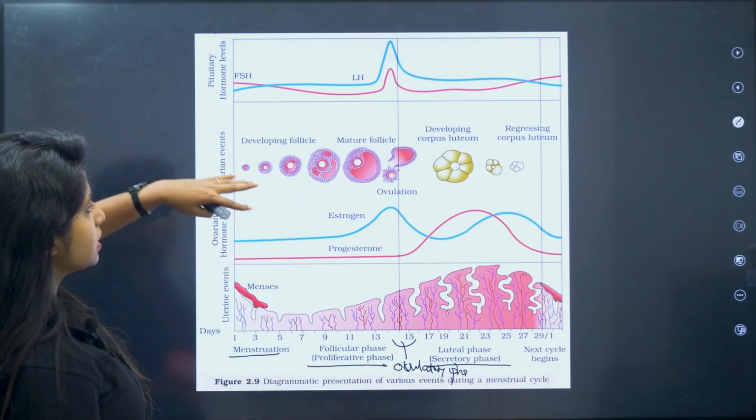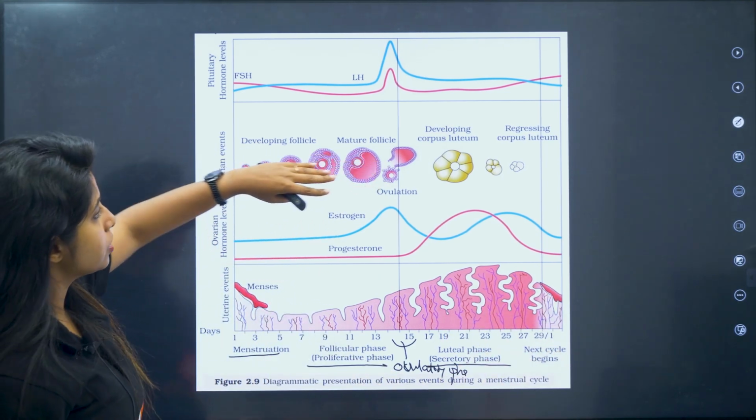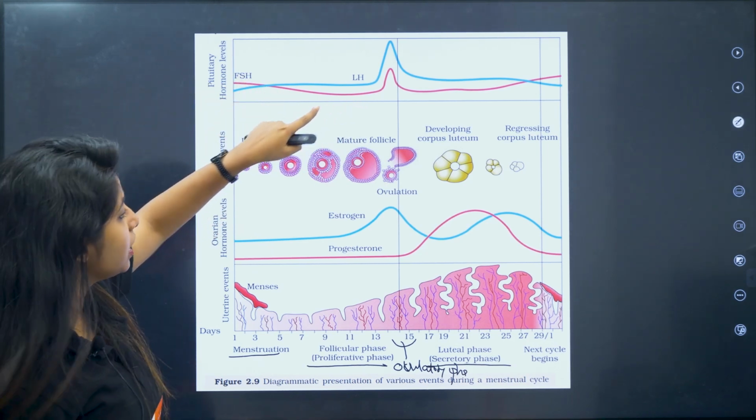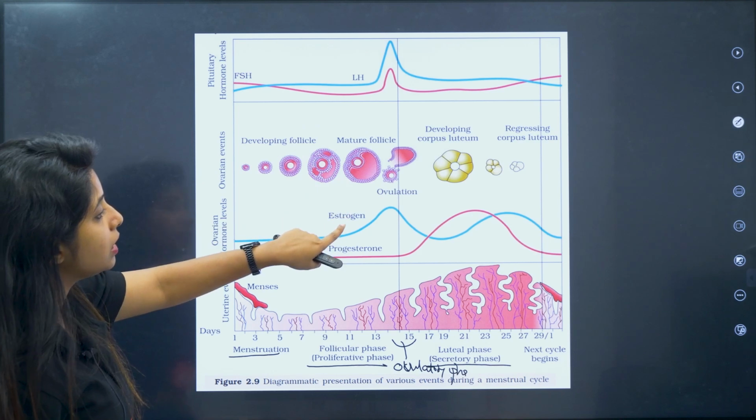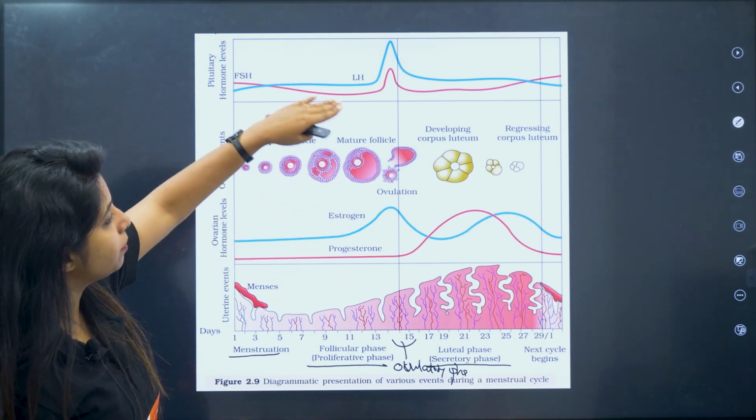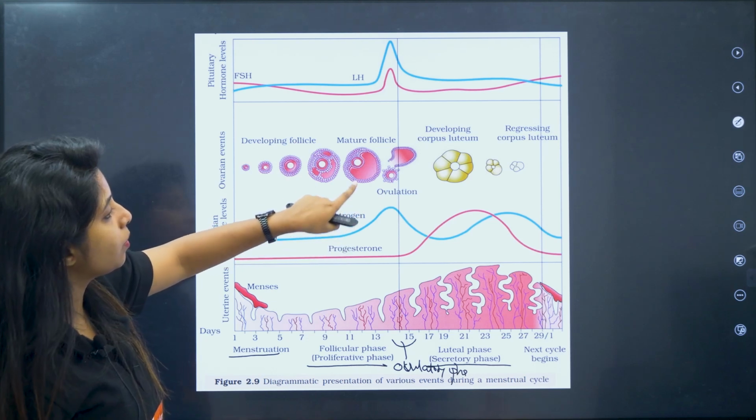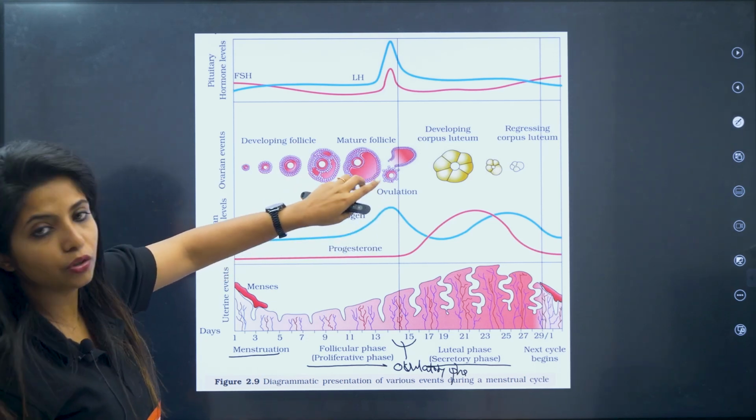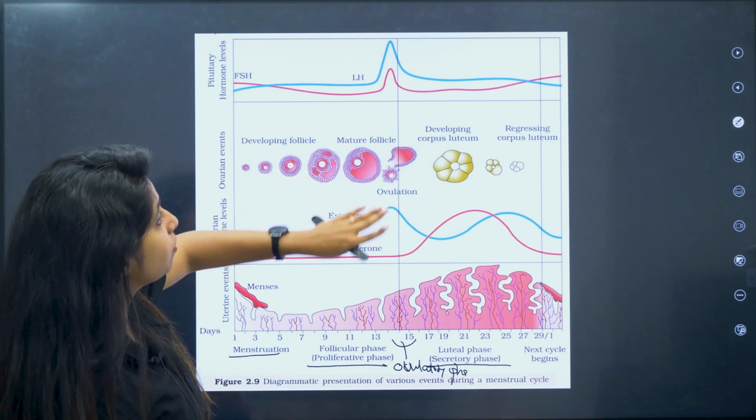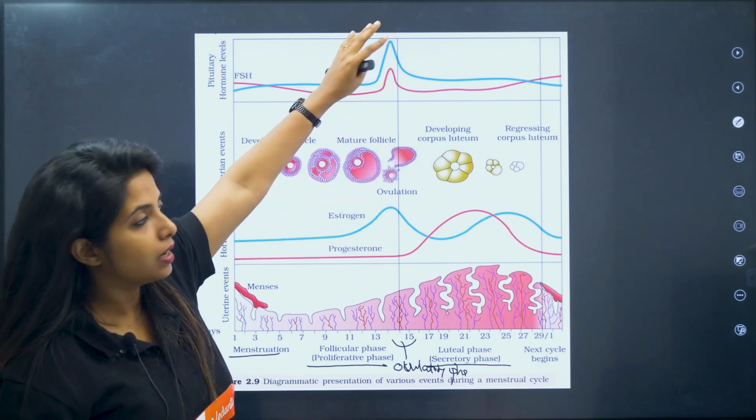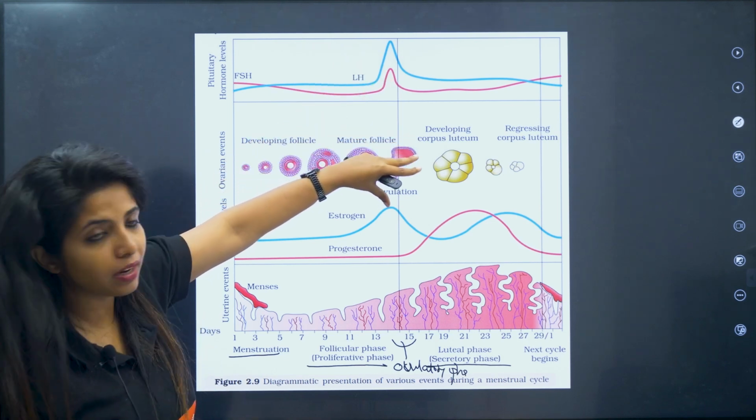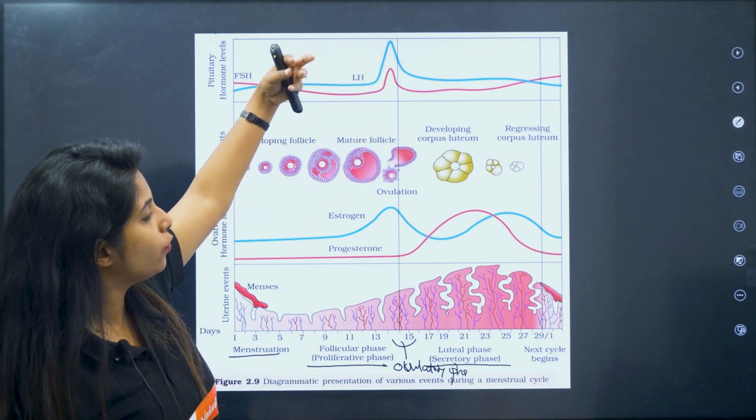So over here, as you can see, the developing follicle grows slowly, matures. FSH was high, but it gets low a bit. Why? Because these follicles are releasing estrogen. So as you see, estrogen in moderate amount will make the FSH lower. But then when the amount of estrogen becomes really high while the follicles are maturing, at this point of time, when the estrogen is high, it will make the LH and FSH spike up. Now when the FSH and LH spike up, what will happen? The ovulation will happen. When the LH spikes up, ovulation will happen.